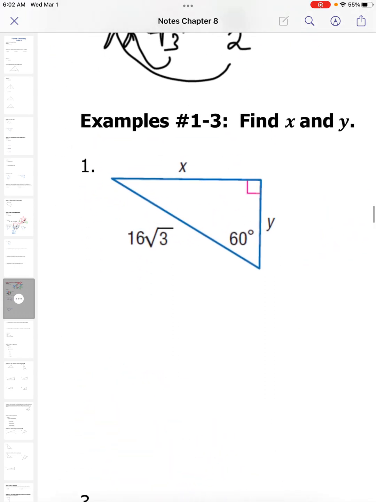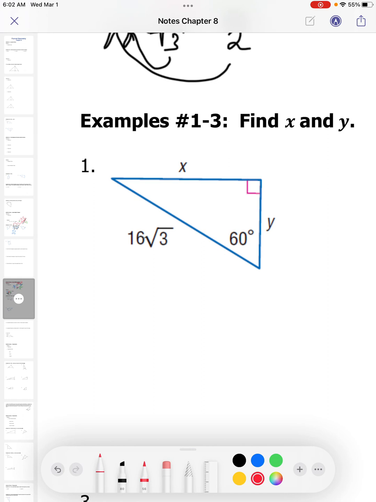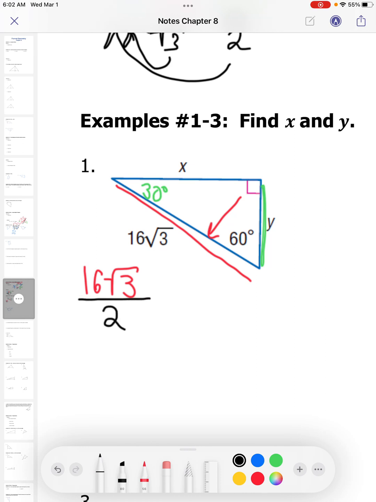So the first example, here we go. First we need to figure out what we have. It looks like we have the hypotenuse, okay? So if I have the hypotenuse, I want to find the short leg. And the short leg is the one that isn't identified, that's the 30 degrees. So if I want to find the short leg, I'm going to divide this by 2. The outside numbers I'm going to divide, and it's going to be 8 root 3. That's going to go over here. Now it's very interesting. The hypotenuse has the root 3.